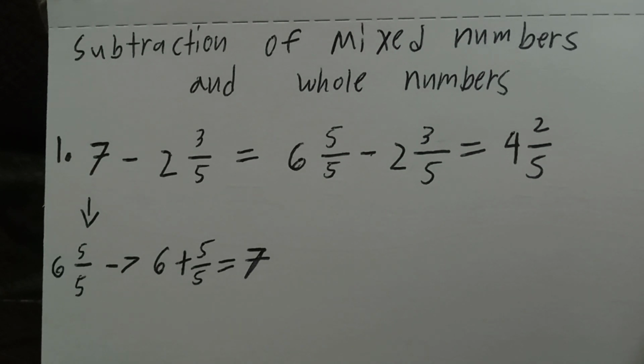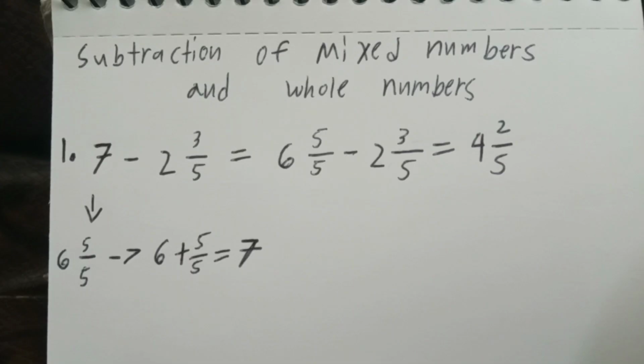Why did I choose 5 over 5? As you can see in the 2 and 3 over 5, I took 5 because we need to have a common denominator. And 5 over 5 is equivalent to 1. So it's like 6 plus 5 over 5 equals 7.